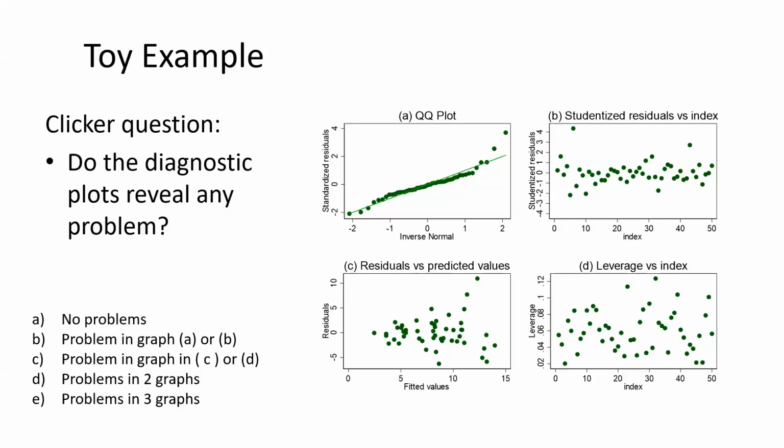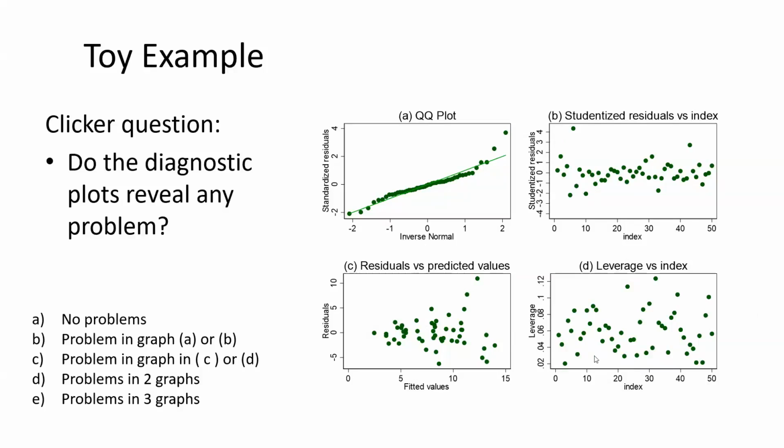So we have the one that looks at normality, the QQ plot. We have the one that looks at constant variance here. We have the plot that looks at outliers, the studentized residuals. And we have the plot that looks at high leverage, or outliers in X.